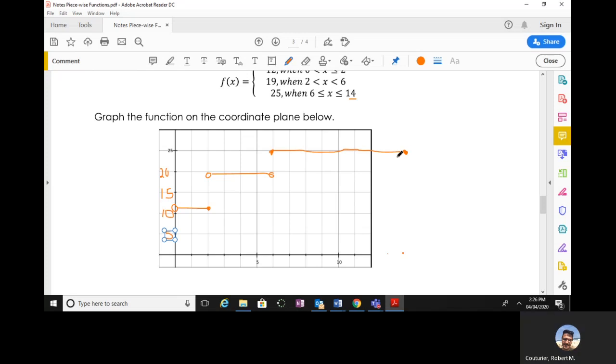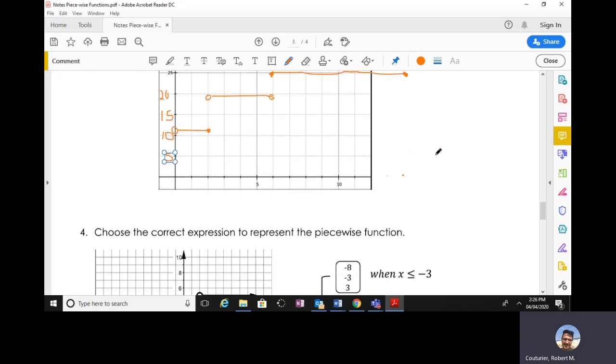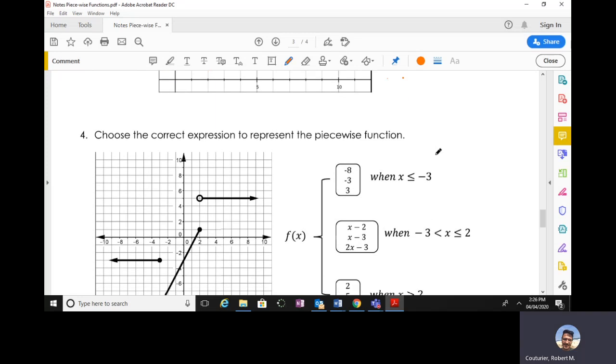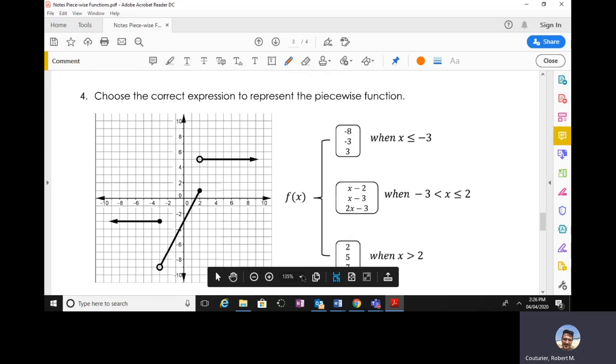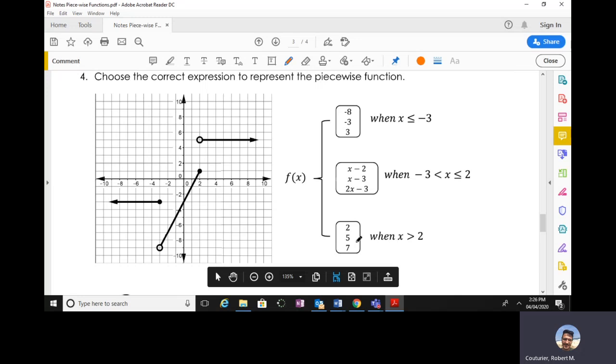Great. We put that one on a graph. Here we go. It says choose the correct expression to represent the piecewise function. So here, this f of x, they give you 3 different functions it could possibly be. Notice, horizontal line, a linear line with an actual slope that's not 0, and then here's another horizontal line.